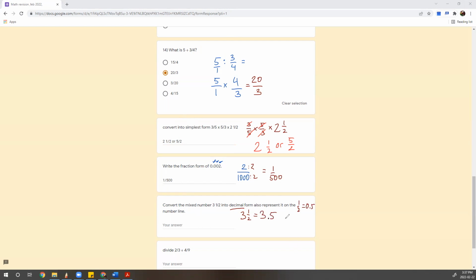That's it. And if you want to represent it on a number line, it is in between 3 and 4, right? So this is the representation of the number line. This will be the number. So 3.5.